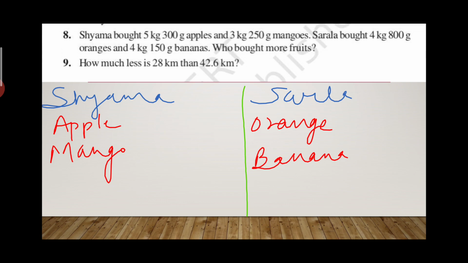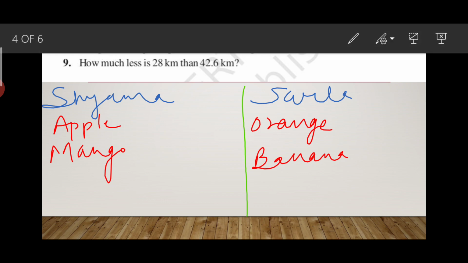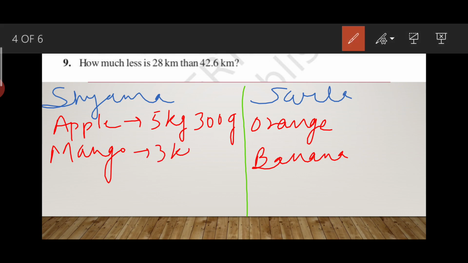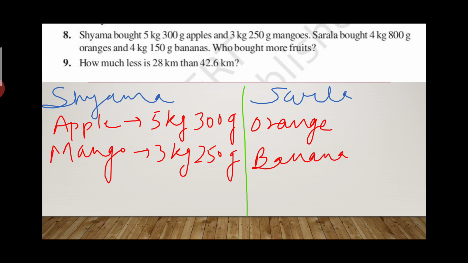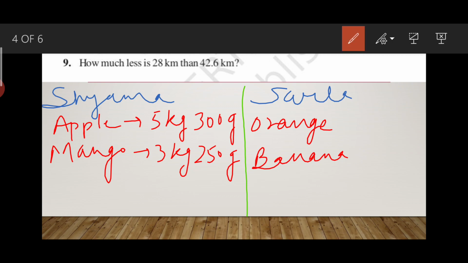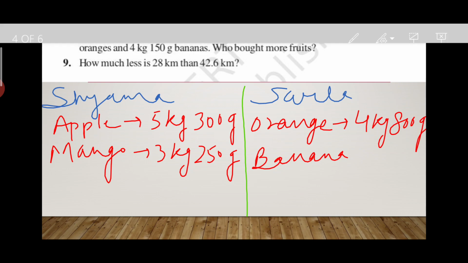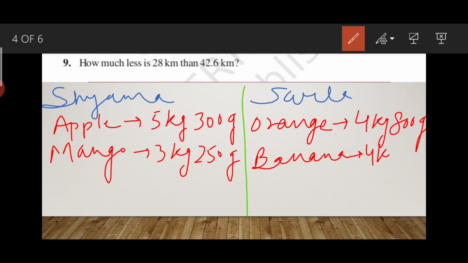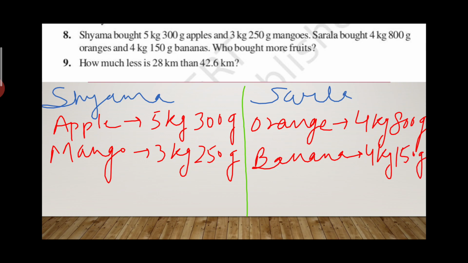Shama bought 5 kg 300 gram apple and 3 kg 250 gram mango. And Sarla bought 4 kg 800 gram orange and 4 kg 150 gram banana. Now you have to tell who bought more fruits.